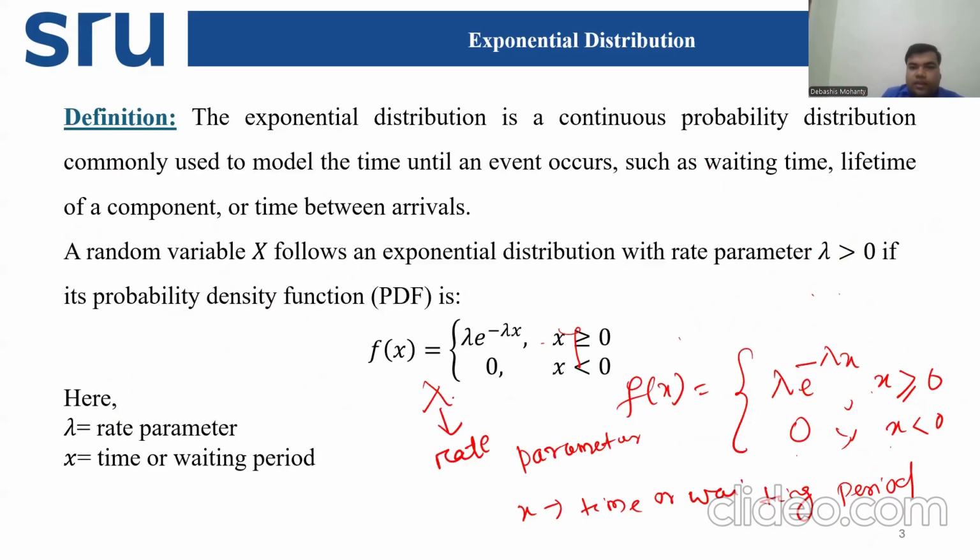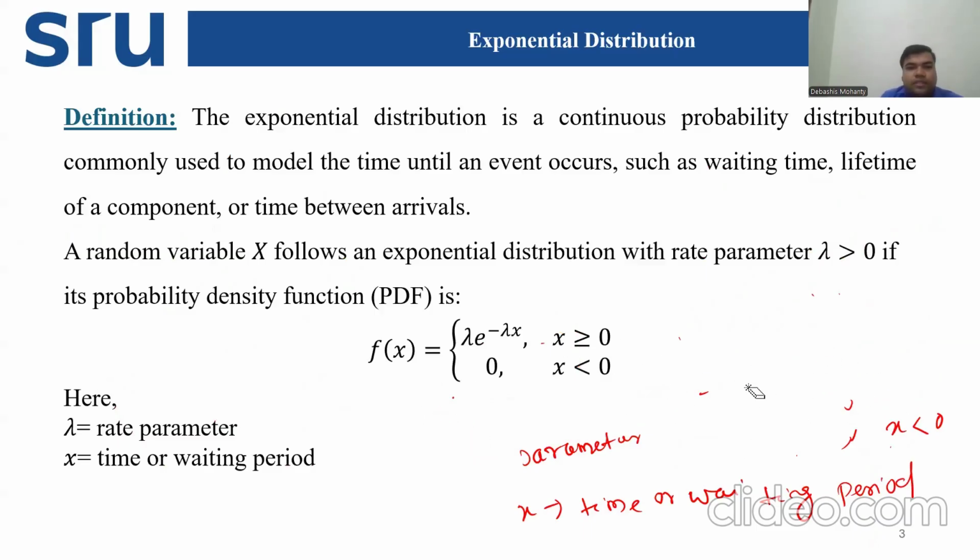So generally, in this exponential distribution, we are calculating the waiting time period for a continuous probability distribution. This is very important. The waiting time period is what we are calculating here.